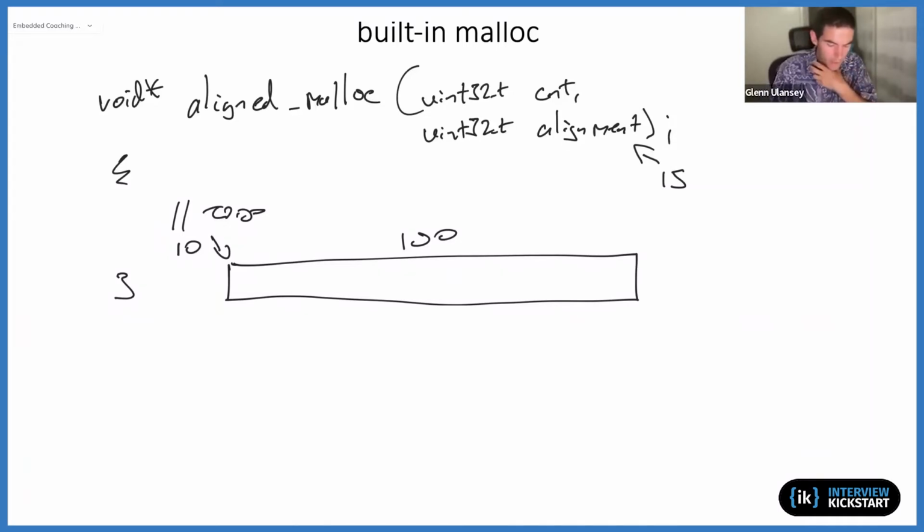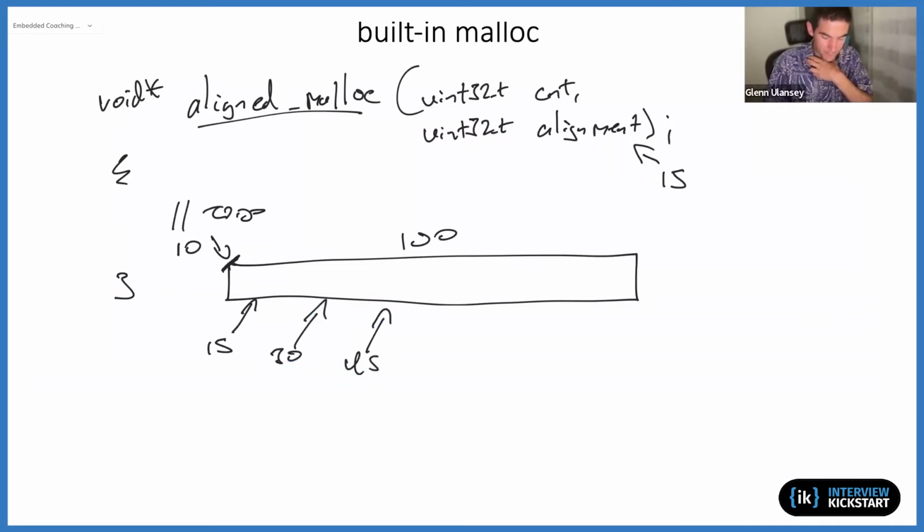So what we get when we call malloc is this address, but what we need to return from aligned malloc is some multiple of 15. Maybe we return 15, maybe we return 30, maybe we return 45. It doesn't really matter what we're returning as long as it's a multiple of whatever that alignment requirement is.